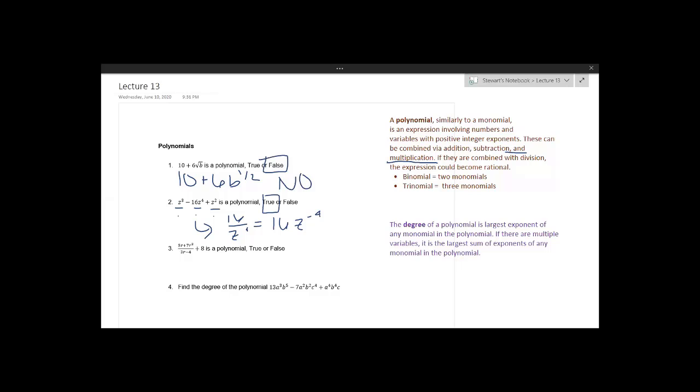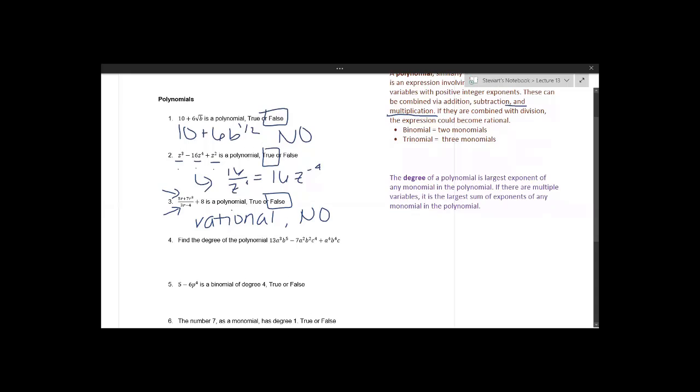It is a polynomial. Now, in number 3, that's what I was talking about. If the terms are combined with division, we have a binomial in the top and a binomial in the bottom, in the numerator and denominator, but they're combined with division. So this becomes a rational expression. So no, it's not a polynomial. So that's false.